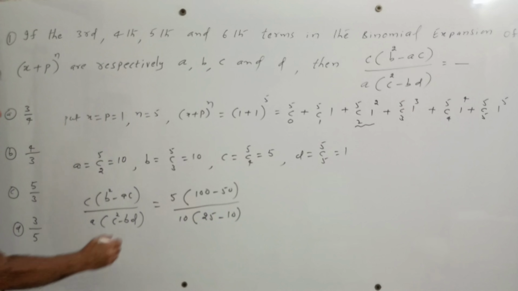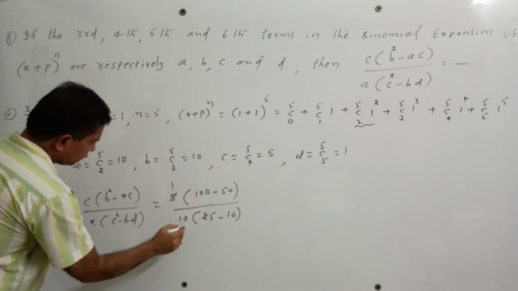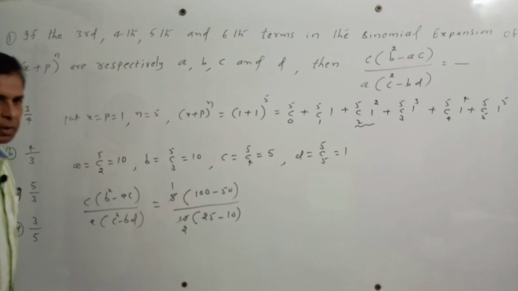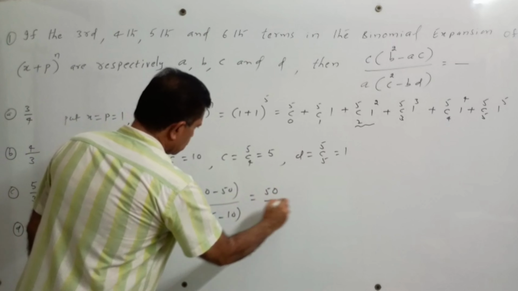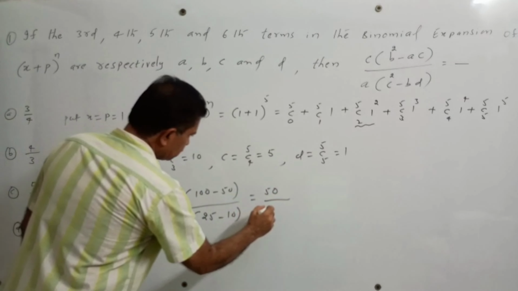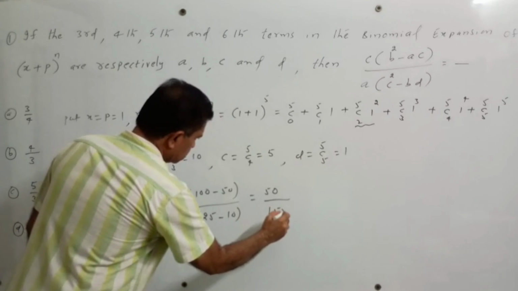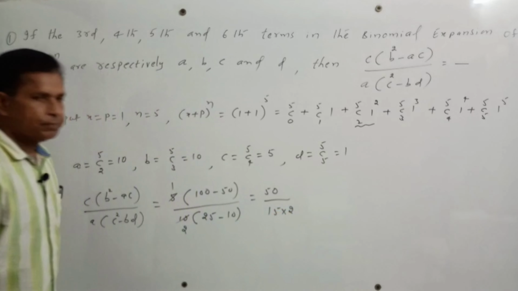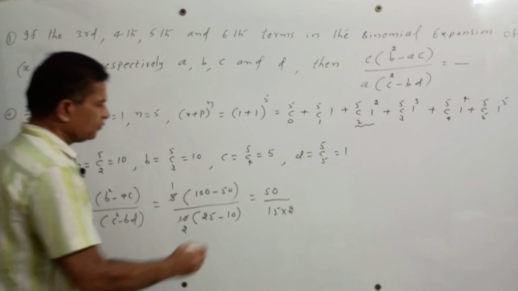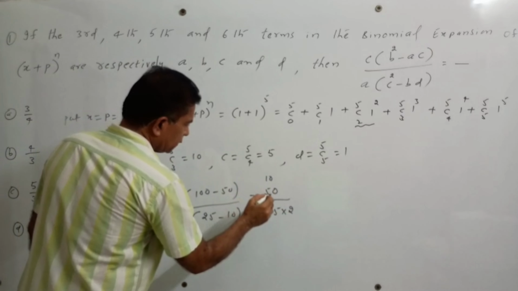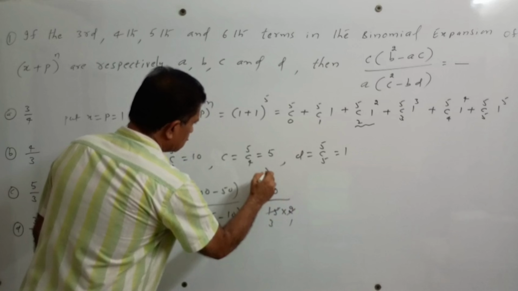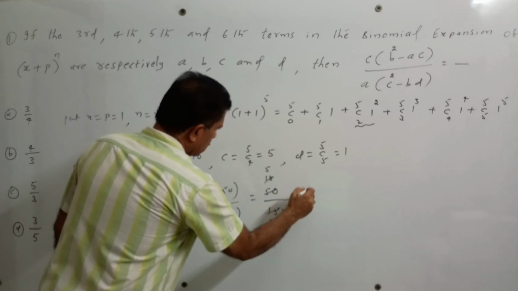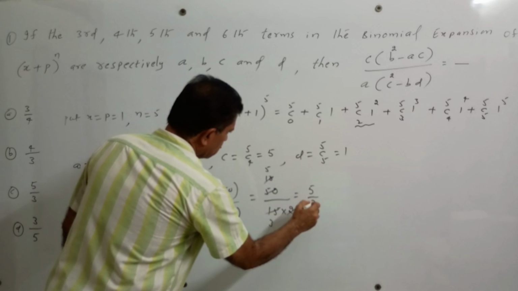Let us simplify now. 100 minus 50 becomes 50. 25 minus 10 becomes 15. Still 2 is there in the denominator. So 50 divided by 10 is 5, and so after simplification I got 5/3.